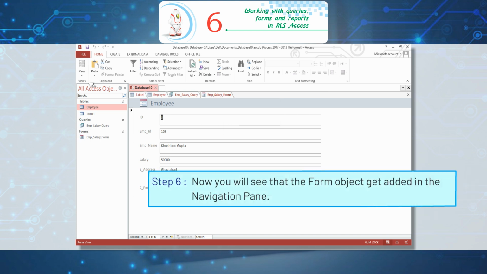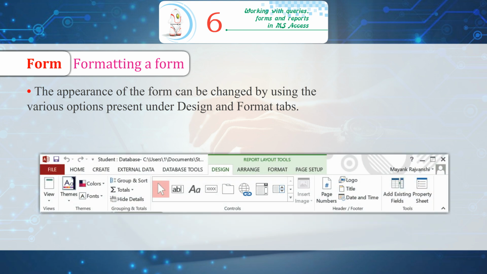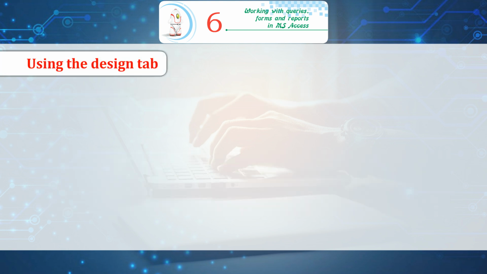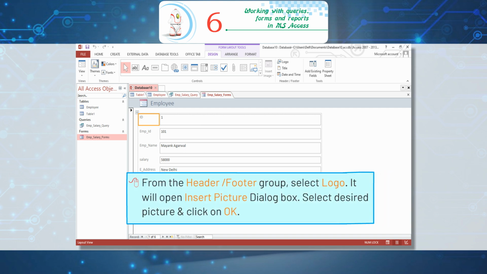Now, you will see that the form object gets added in the navigation pane. Formatting a form. The appearance of the form can be changed by using the various options present under Design and Format tabs. Using the Design tab, you can add a logo, title, date or time, or themes to your form by using Logo, Title, Date and Time and Themes options on this tab.